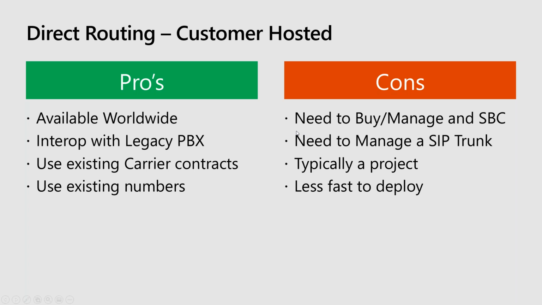Now, the downside is, of course, you need to buy and manage the SBC, or someone has to do that for you. Of course, we need to manage those SIP trunks. Maybe we need to do troubleshooting when something goes wrong. And of course, typically this is a project, because this SBC needs to be implemented in the perimeter network because it needs to have a public IP address. And then you have to work with security, networking. So it's typically going to be a project. And if you compare this to getting phone numbers from Microsoft, of course, this is not going to be as fast.